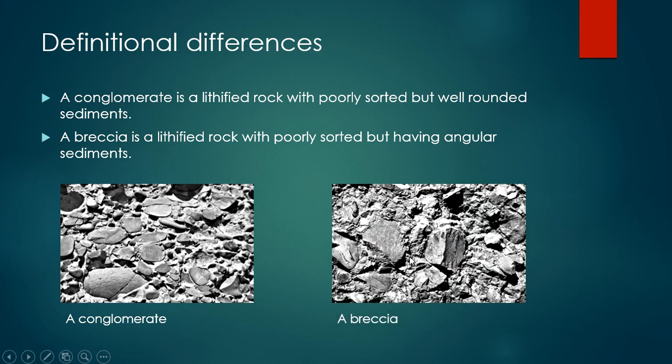Then in this diagram we have a breccia, a typical example of a breccia. When you look here, we have different sediments, but the sediments are not well rounded, instead they are angular. Then also we have variation in grain size from finer sediments to coarser sediments. So the typical difference between a conglomerate and a breccia is in the rounding of the sediments.